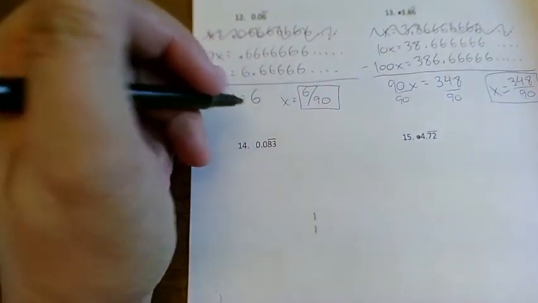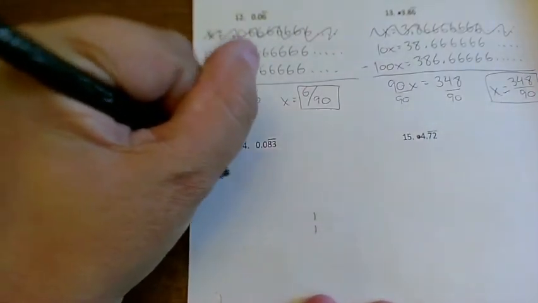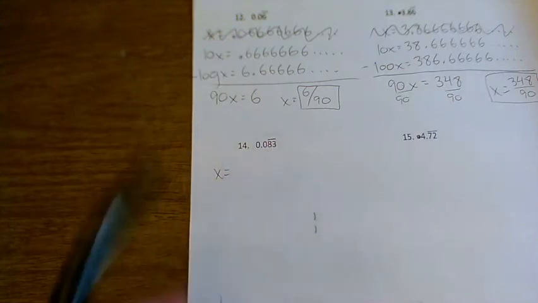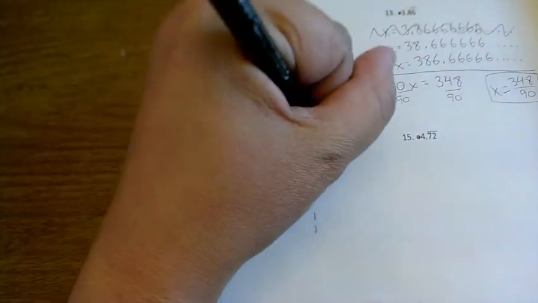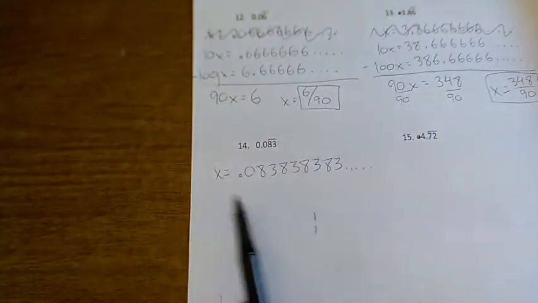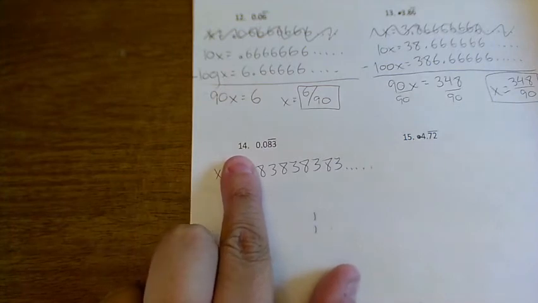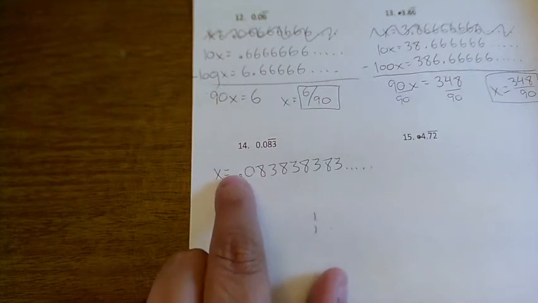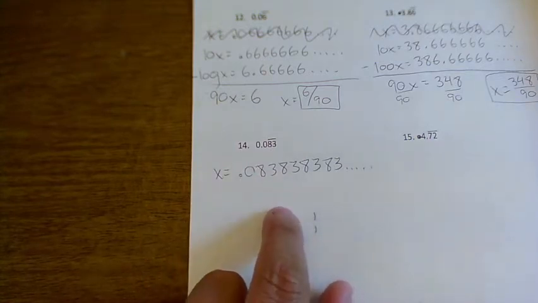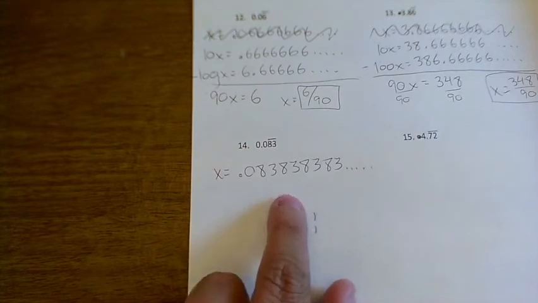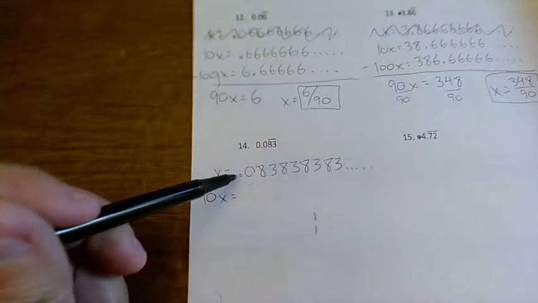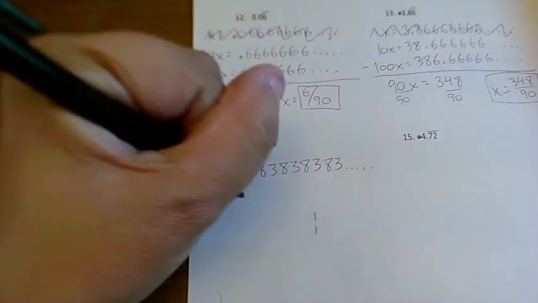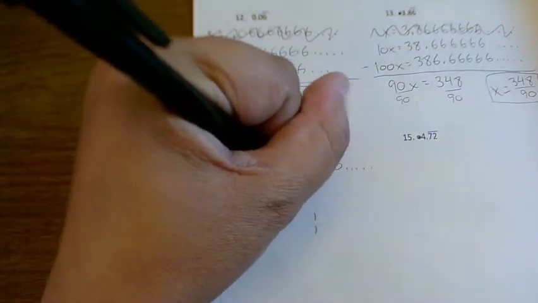All right, 14. So here's another one that maybe you could figure out on your own. So it's 0.083838383. So if it were just 0.83, then that would be 83/99ths. So to get that 0, add a 0. So this one should be 83/990ths. But if you don't know that, that's fine. So move the decimal. So this would be 0.83838383.